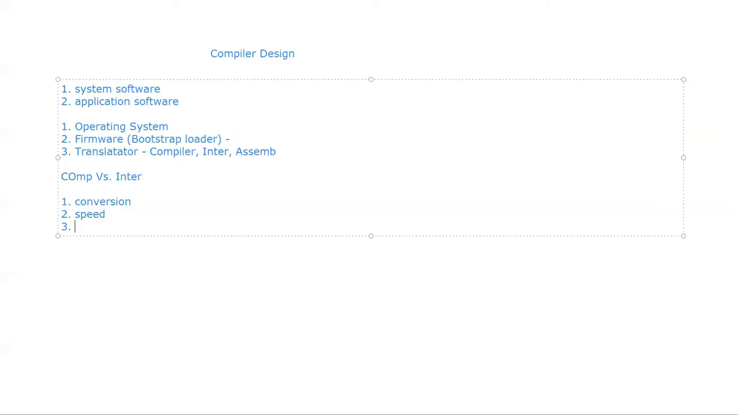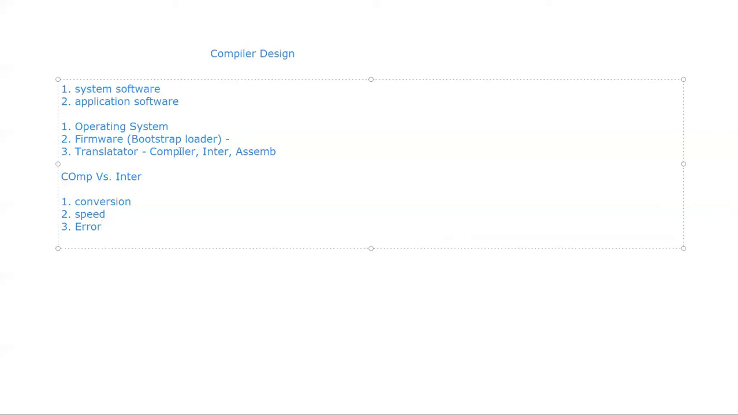But in case of interpreter, your debugging is quite easy. Your error finding is quite easy. Why? Because your interpreter converts one line of the program at a time, right? So if there is any error in the line, it won't move ahead. Which means whatever error you are getting, it is because of that line only. So you have to debug that line. So it is easier to find and debug errors in case of interpreter. Error handling is quite easy in case of interpreter.